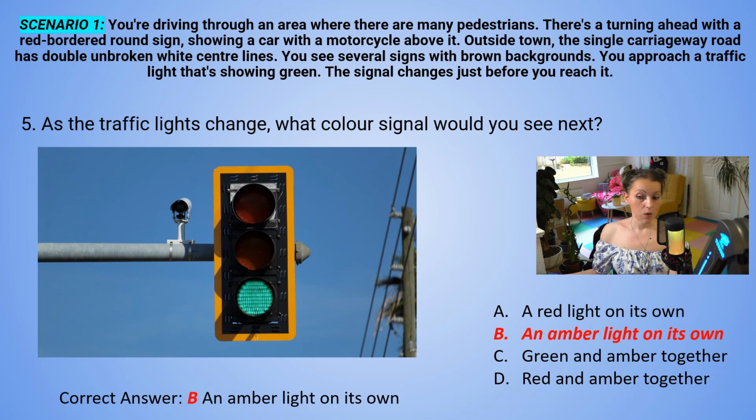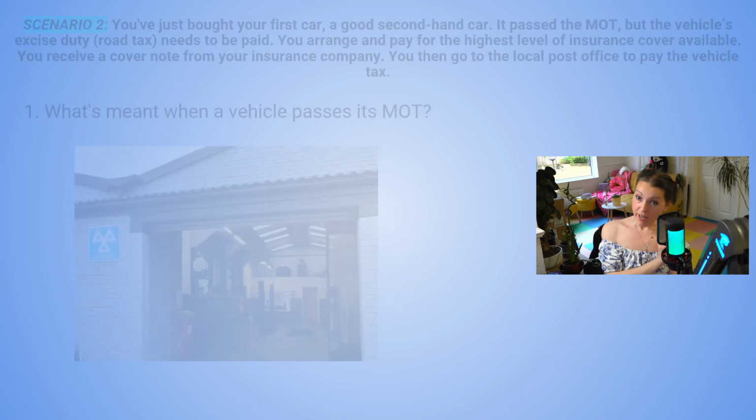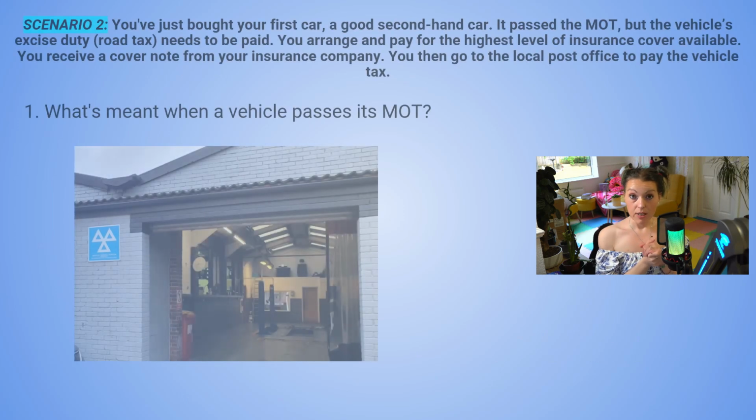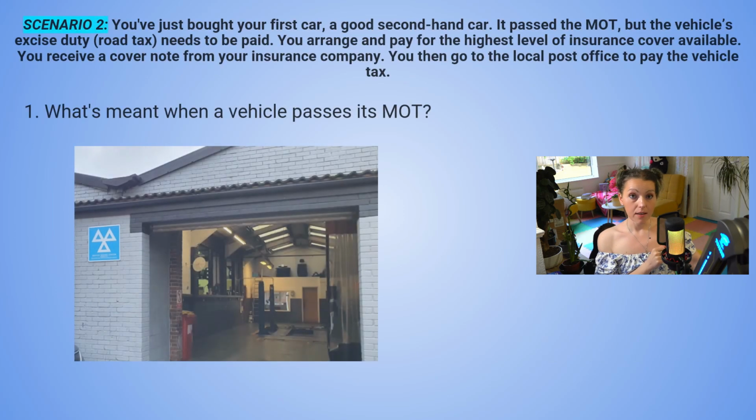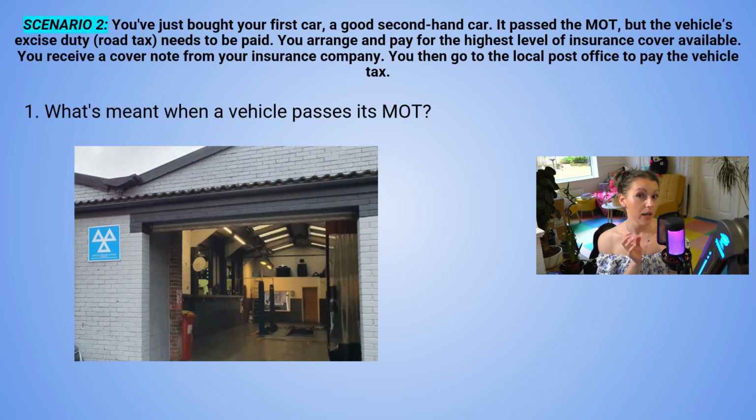Let's move on now to scenario number 2. You have just bought your first car, so congratulations! The car you bought is a second-hand car. It passed the MOT, but the car's excise duty, also known as road tax, needs to be paid. You arrange and pay for the highest level of insurance cover available. You receive a cover note from your insurance company. You then go to the local post office to pay the car tax.